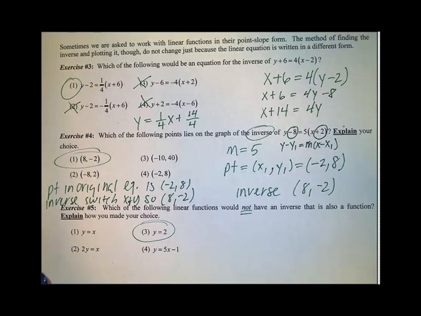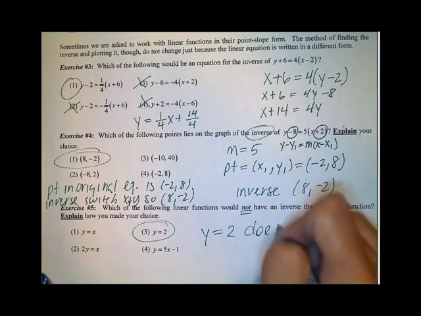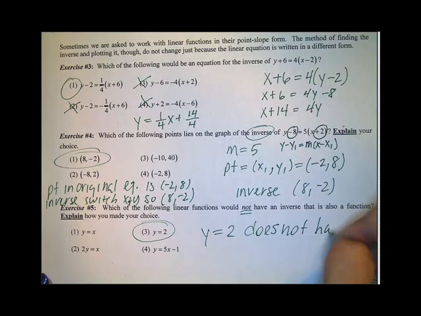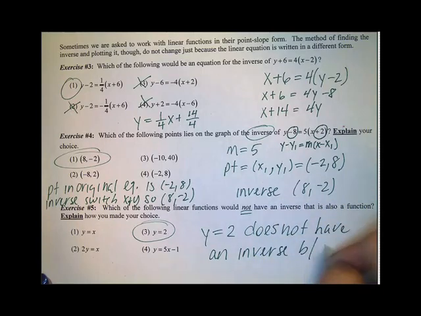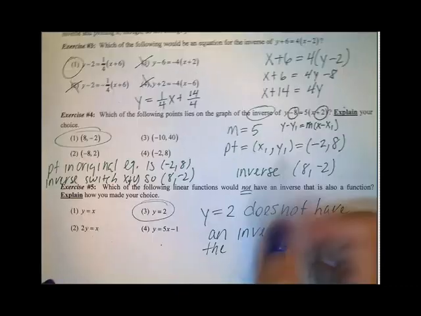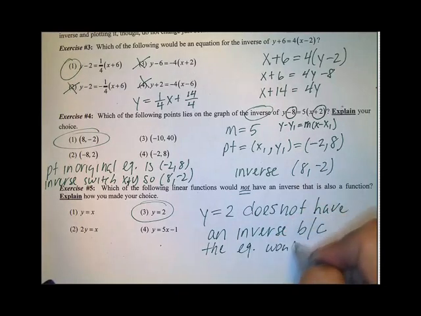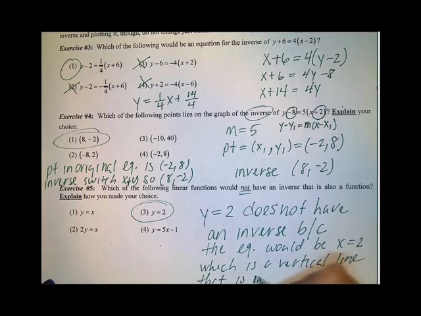So y equals 2 does not have an inverse that is a function, because the equation would be x equals 2, which is a vertical line that is not a function.